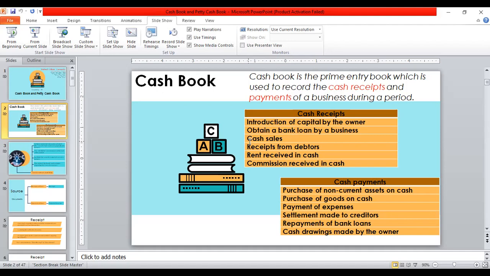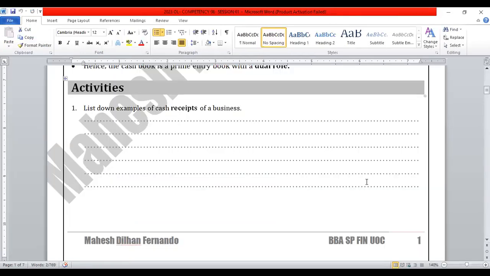What about this? Receipts from debtors. Listen to me. This includes every single receipt of cash. So write these things. These are the examples of cash receipts. Examples of receipts. Hurry up.